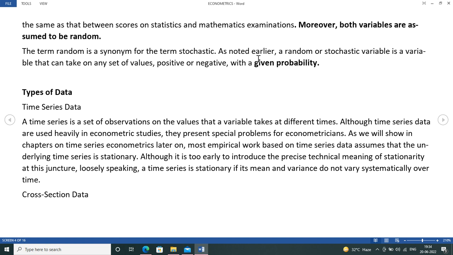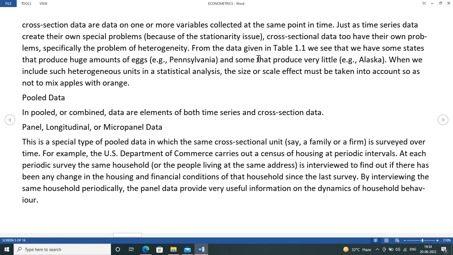In time series data, we make the assumption of stationarity. Stationarity is where you assume that the mean and variance will not vary across the time period. These are the basic assumptions behind time series analysis. But the technical meaning attached to it, like stationarity and all, will be dealt with after chapter 20 of Gujarati.